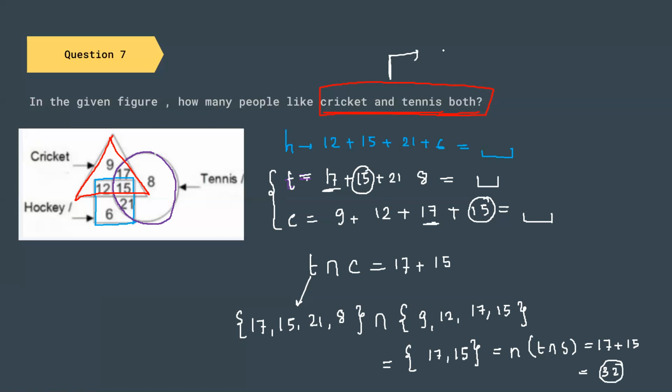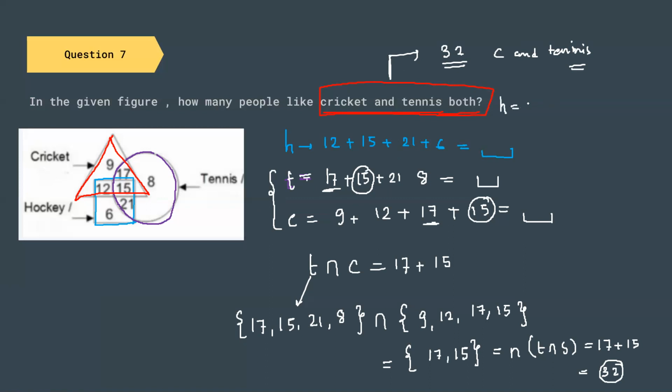So 32 people like cricket and tennis both. I hope this question was clear to you. So whenever you do this set question, find the sets first.